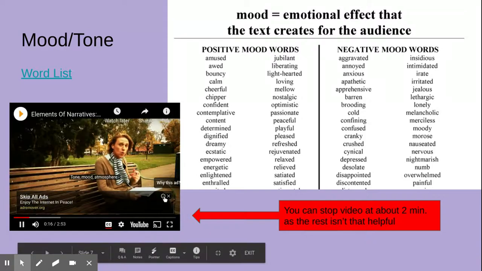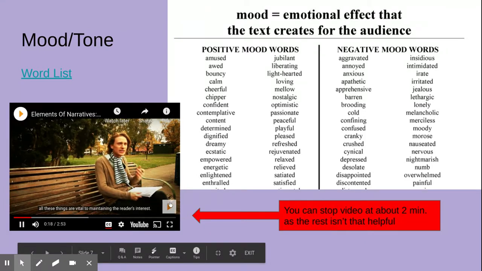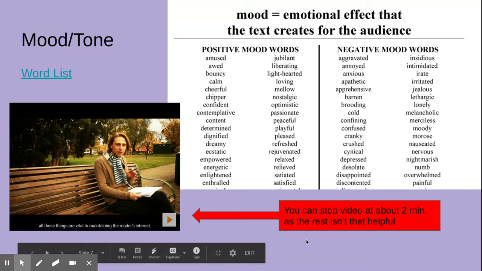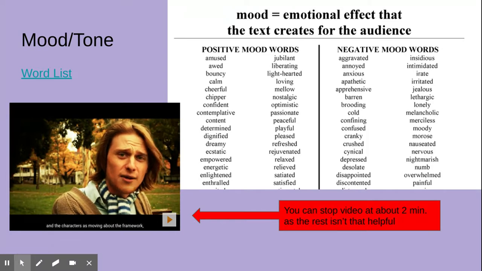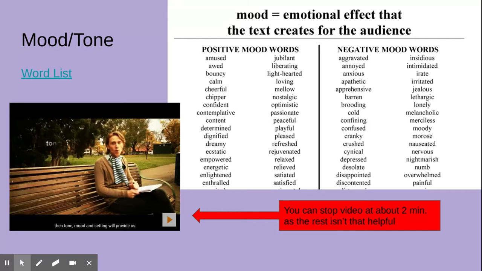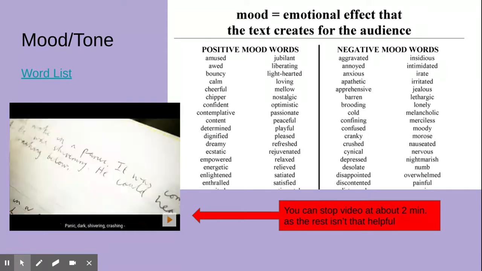Tone, mood, atmosphere. All these things are vital to maintaining the reader's interest. If we were to imagine the plot structure as the story's framework and the characters as moving about the framework, then tone, mood, and setting will provide us with the substance, colour, and look of the narrative.